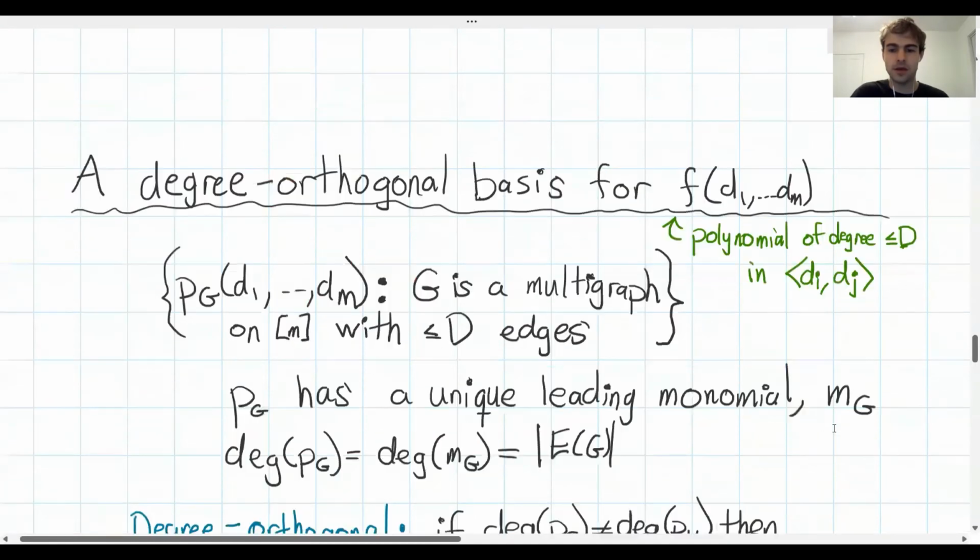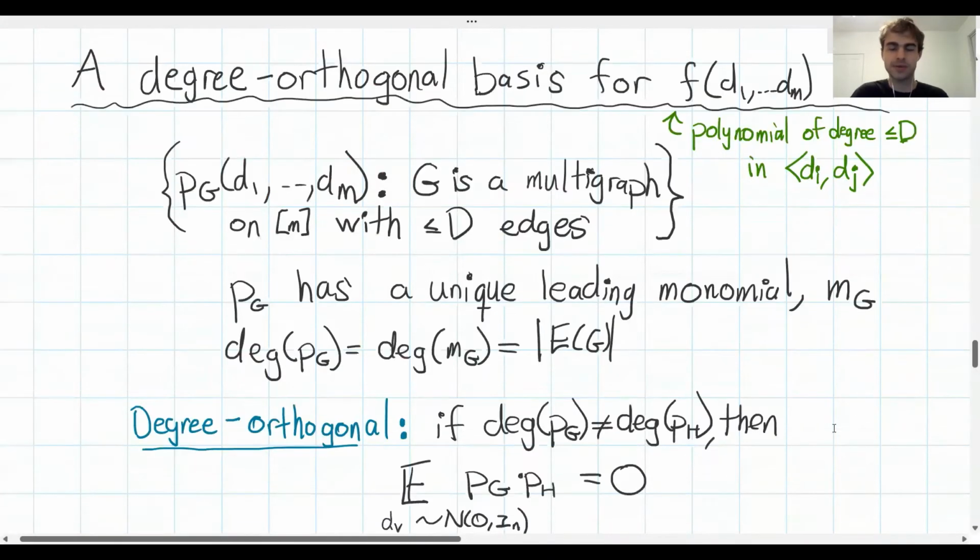So now that we've studied that a bit more, it's time to move on to the actual basis for the functions in this space. So let's say that f is some polynomial in the inner products, and it has total degree at most capital D. The basis, we'll write it as PG, where G is a multigraph on 1 through m with at most D edges.